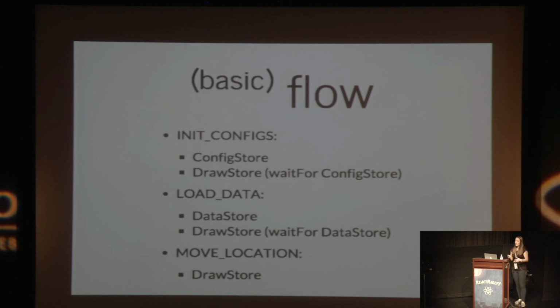So the flow is basically that the config store responds to the initialization of the configurations that you bring in. And the draw store waits until it's done, and then it plucks out that information that it needs, which is basically the enabled rendering modules. And the data store responds to any newly loaded data first, and then the draw store will also respond and just pluck out the data that it needs. So that will be the data of the types that the currently enabled rendering modules want.